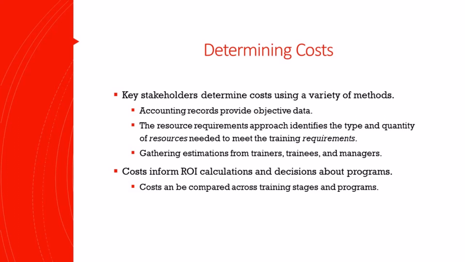We need to consider both the direct costs, for which receipts can be found, and the indirect costs that are less obvious. Again, stakeholders can be incredibly helpful in identifying these hidden costs. These costs are not only useful in ROI calculations, they also help us make decisions about programs. We can also compare the costs of 2 or more programs.